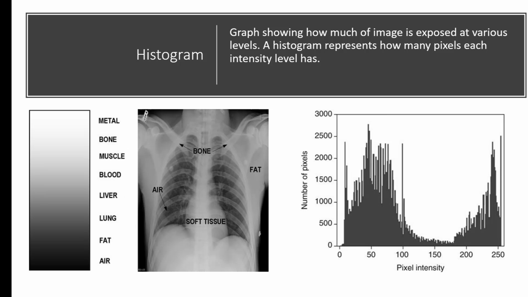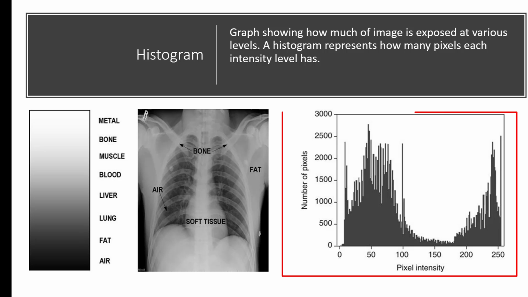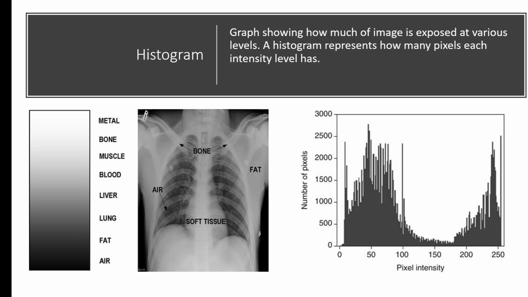Remember, a histogram is just a two-dimensional graph of the intensities that have been recorded. There are basically 3 types of histograms we use in imaging. But for now, we'll just say that a histogram is a graph that shows how much of the image is exposed at various levels. A histogram represents how many pixels each intensity level has.